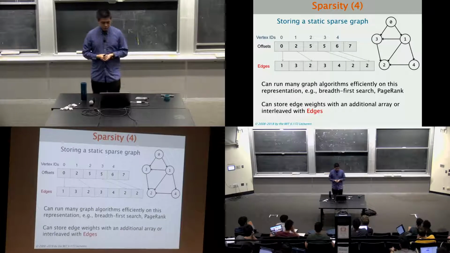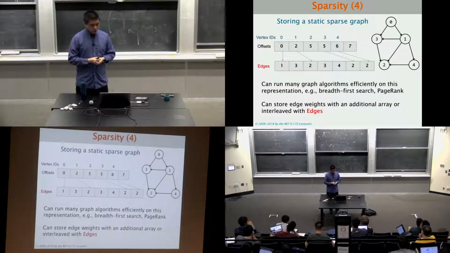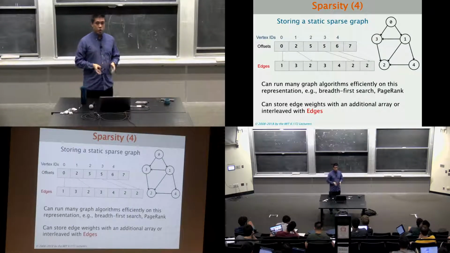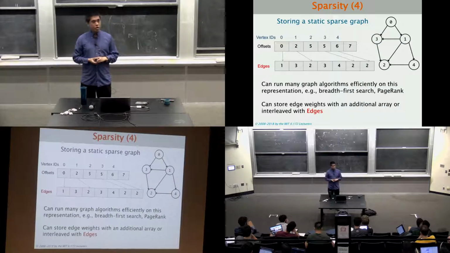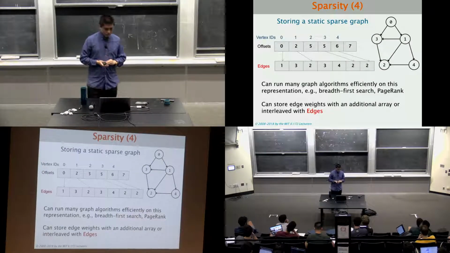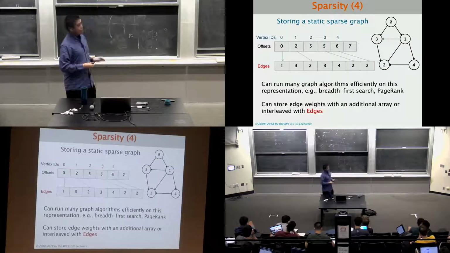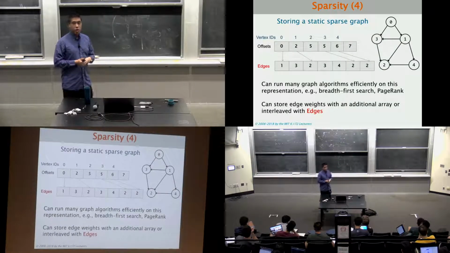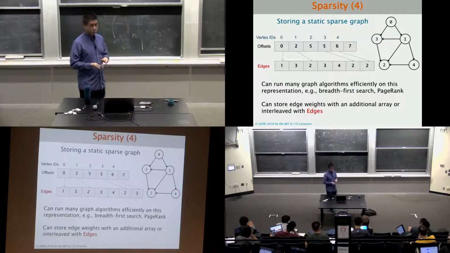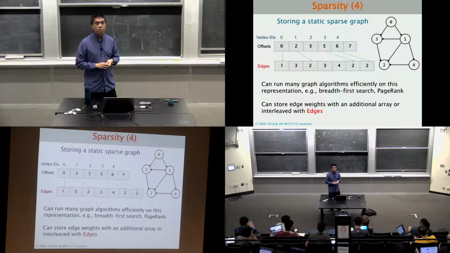Later on in the semester, we'll actually have a whole lecture on doing optimizations for graph algorithms. Today I'm just going to talk about the one representation of graphs, but we'll talk much more about this later on. Any questions?